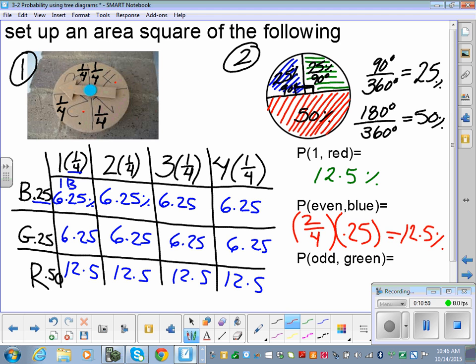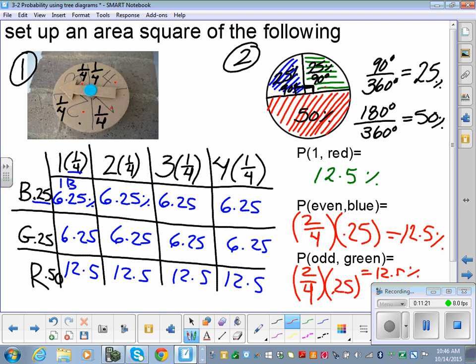So what's the probability of landing on an odd? How many times? 2 out of? Yep, odd is 3 and 1. Those are odd numbers, so that happens twice out of 4. So 2 out of 4, and then landing on green. What's the probability of landing on green? 0.25, and so we'll get 12.5% chance.